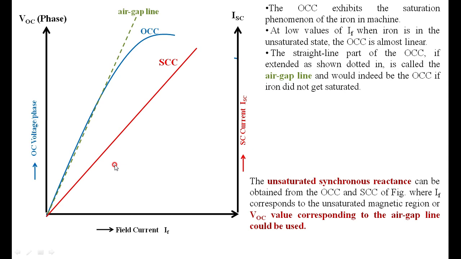First we will see how exactly to find the unsaturated synchronous reactance. The unsaturated reactance can be calculated from the OCC and SCC by choosing the point on the air gap line. The air gap line and the linear portion of the OCC are one and the same. So I choose a point on the OCC such that it is on the air gap line or the linear portion of the OCC. Then for one particular field current, what is the open circuit voltage? What is the short circuit current? Because impedance is defined as open circuit voltage divided by short circuit current, it is VOC and the corresponding value of ISC. Therefore, VOC divided by ISC gives the synchronous impedance in the unsaturated region.